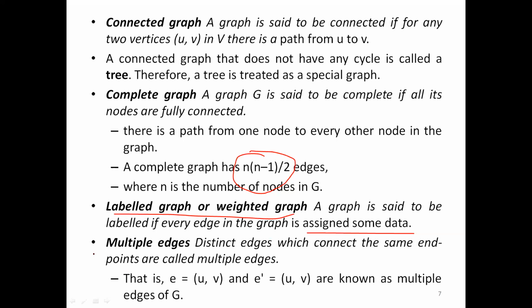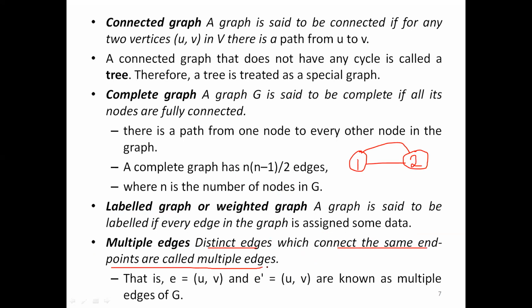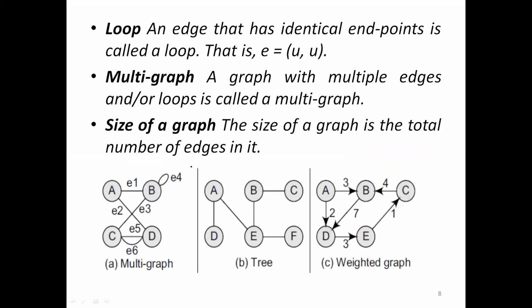Then multiple edges. Distinct edges which connect the same endpoints are called multiple edges. You can define it like this: edge equal to u comma v, and complementary to this also u comma v. That's the definition for multiple edges. Distinct edges which connect the same endpoints are called multiple edges. Next, loop.